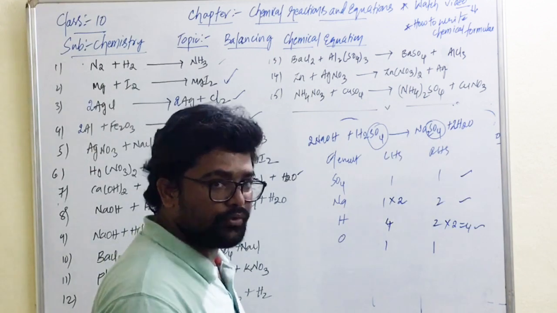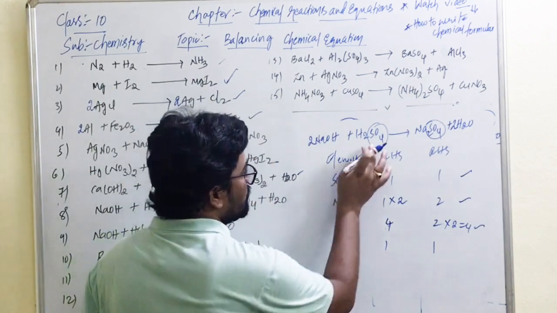Is it clear, students? Are you following me? Right. Next, oxygens. Oxygens are how many? 2.